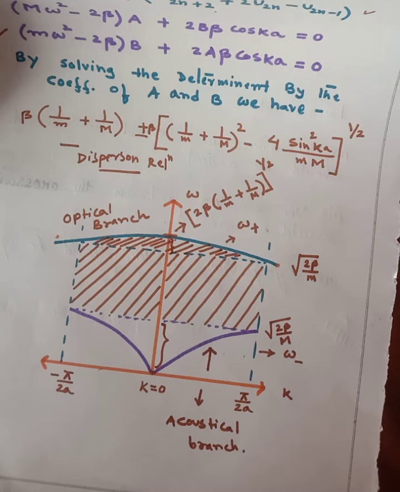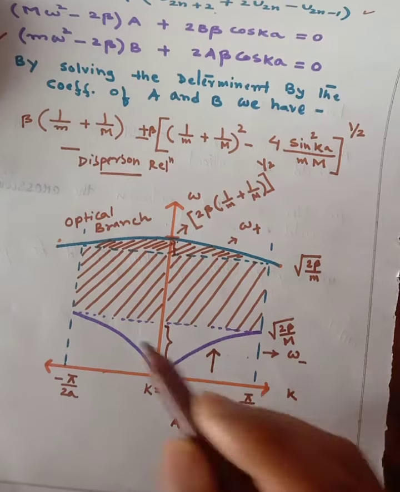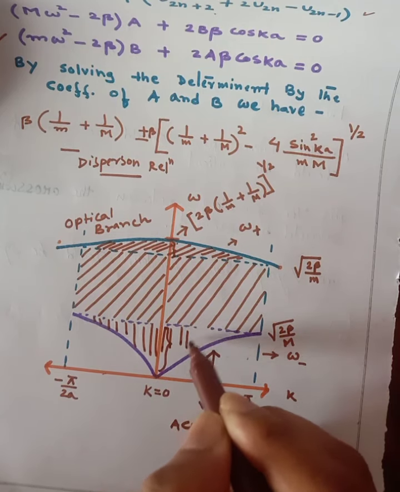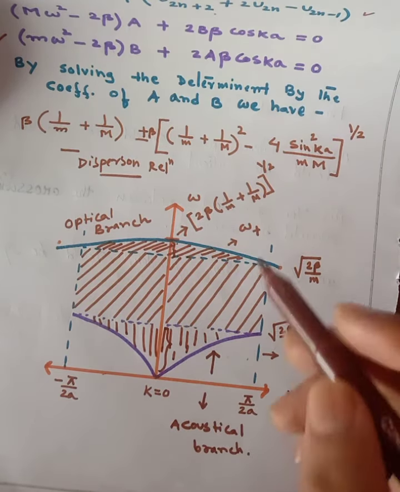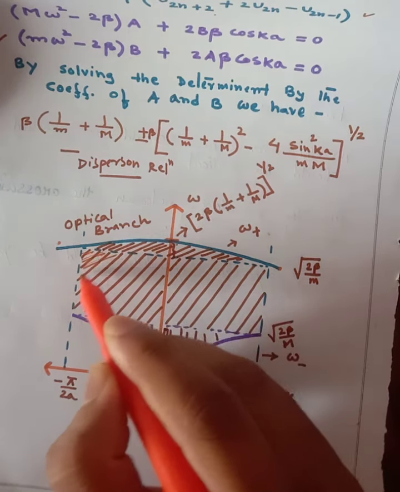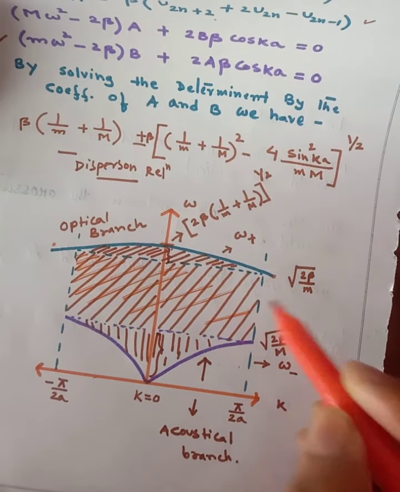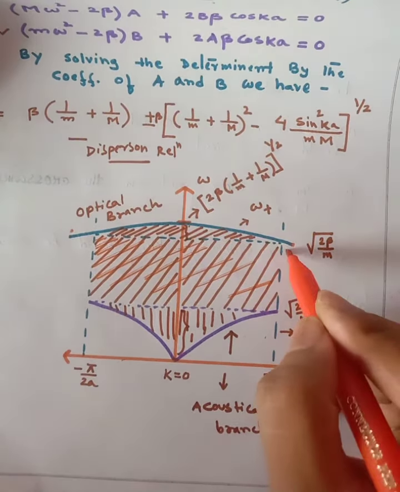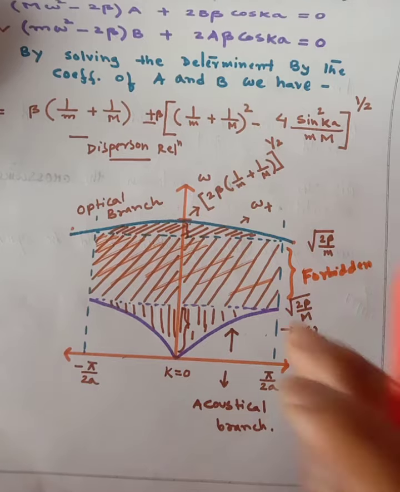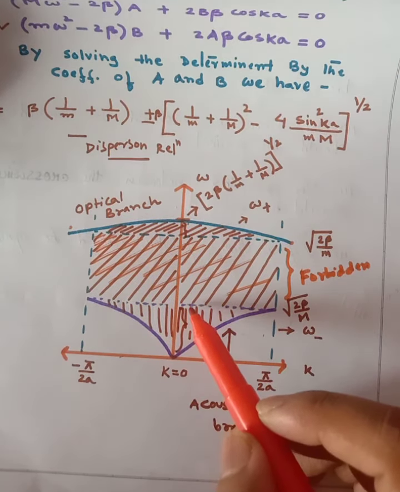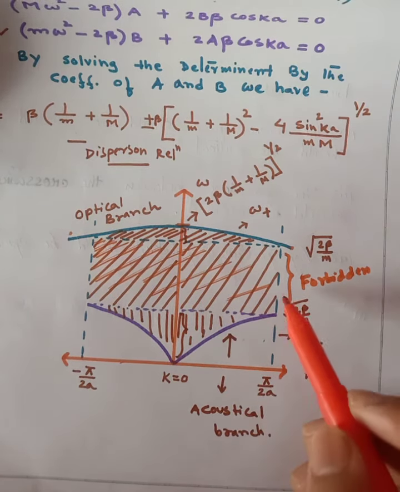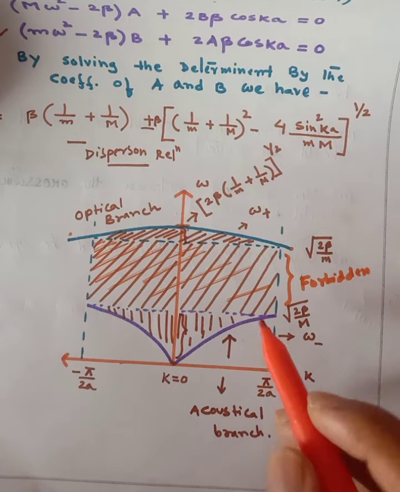Likewise, if we strike a crystal with sound, then this part of the frequency is allowed, but in both cases this part is not allowed. This is called the forbidden region. In this frequency band, no vibration is allowed. So this region is called the forbidden band.